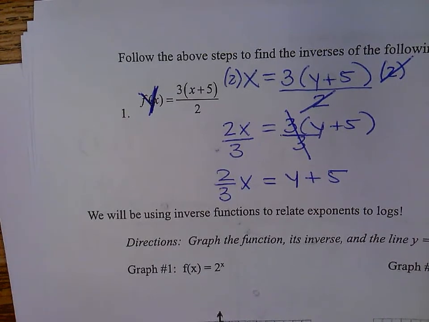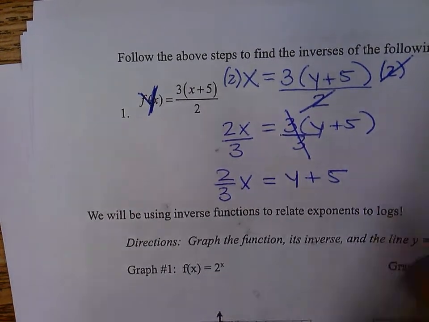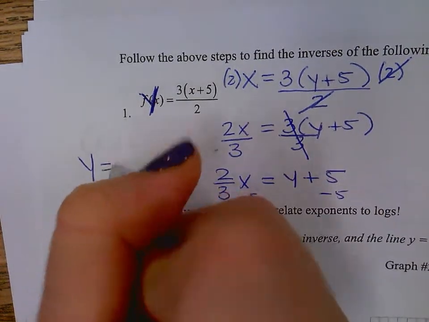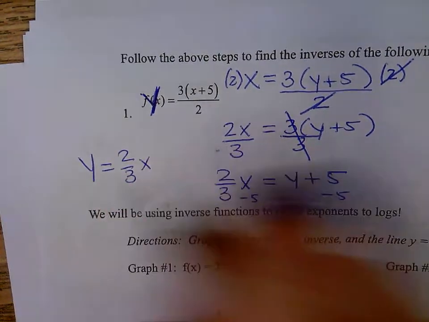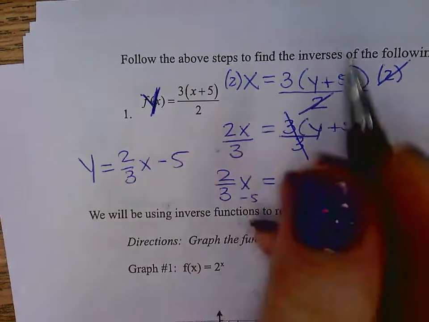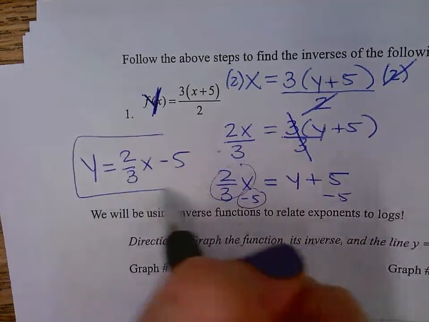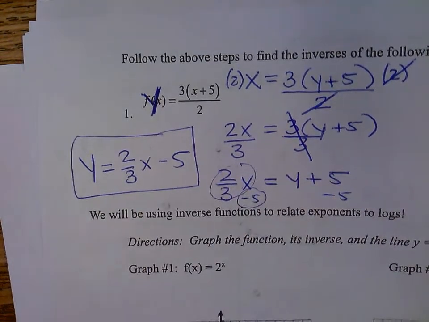Subtract 5 to the other side. And these are not like terms. So my final inverse, I'm going to just rewrite it: y equals, I had 2/3 x, and I had minus 5. So my inverse is the function y equals 2/3 x minus 5.